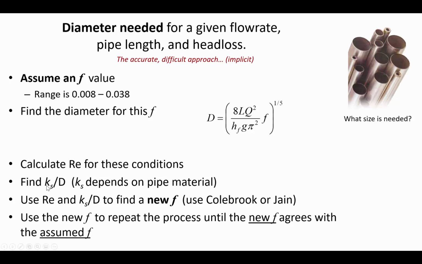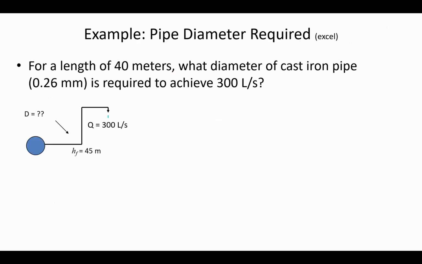Then we're going to find the relative roughness for that pipe diameter, and then we'll use the Reynolds number and the relative roughness to update the F value. So now we can replace the assumed value with a new F value that's more realistic, and it's based on the actual flow conditions. And then we'll use that new value to go through the cycle another time, and we'll keep repeating this process until there's no longer any change between the old value of F and the new updated value for F. So this is the procedure that's going to be used in the example that we'll take a look at in just a moment.